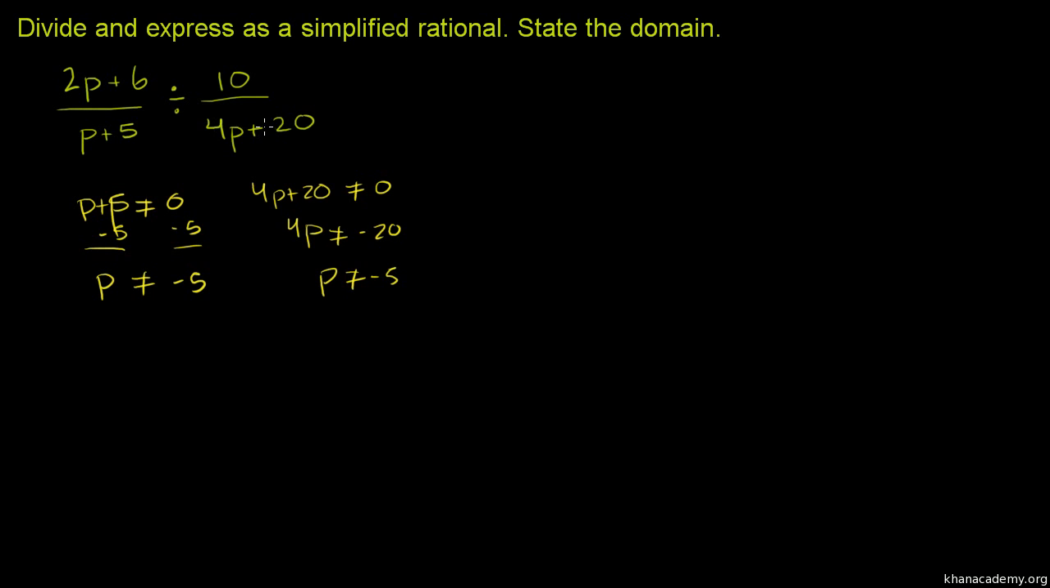So in both situations, p being equal to negative 5 would make either of these rational expressions undefined. So the domain here is the set of all reals such that p does not equal negative 5, or essentially all real numbers except for negative 5. So we've stated the domain.